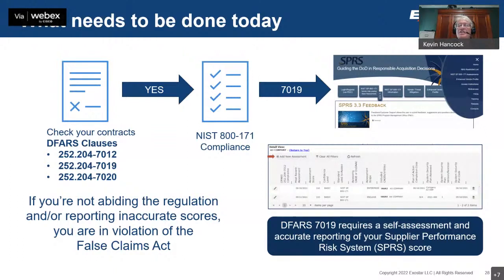But just to let everybody know, on the NIST 800-171 side, if you've got a contract that has the DFARS clauses that shows here, right? You're required to comply with NIST 800-171. And as part of that, there is a self-assessment you need to do to generate your SPURS score to be input into the SPURS site, so the DoD can see how you're doing, right?